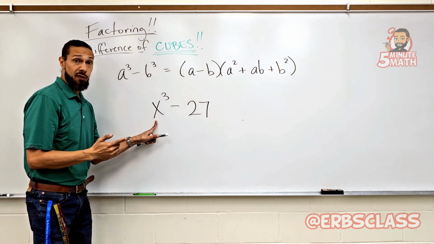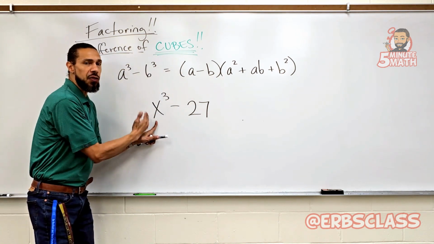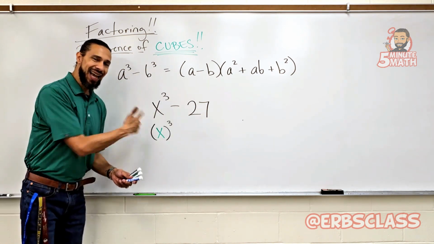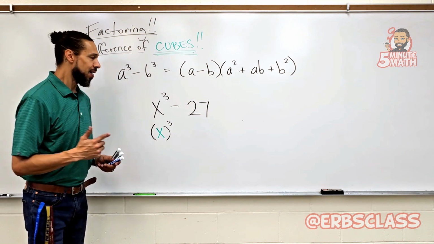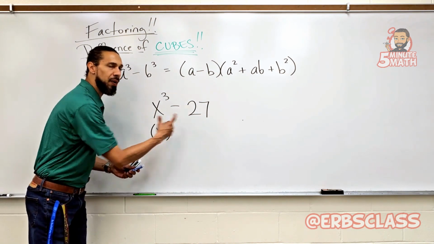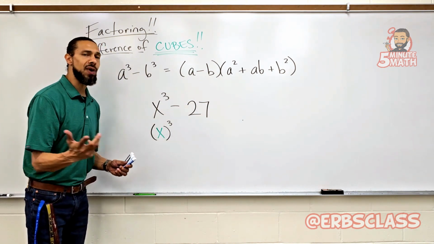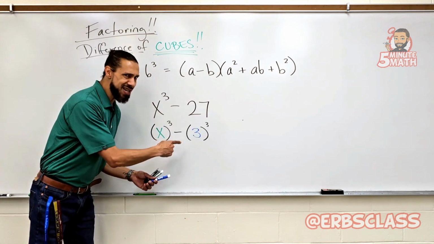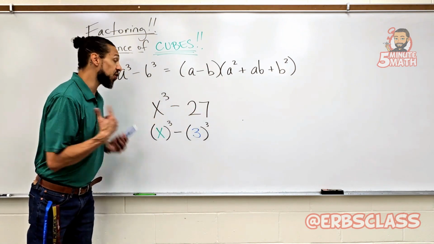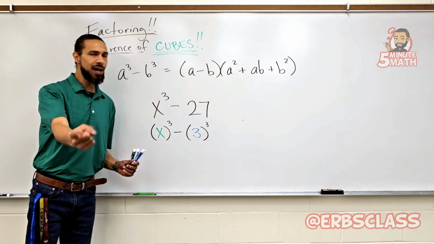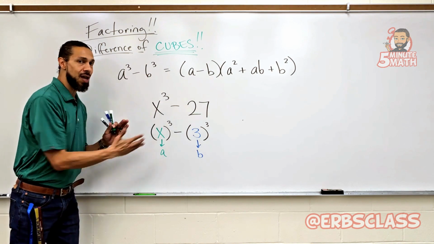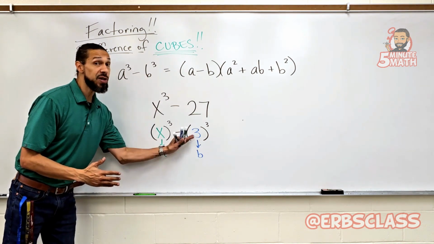So quick example right here. What thing is being raised to the 3rd power here? Let me rewrite this so it's easier to see. Yeah, x is being raised to the 3rd power. Now, it's not that easy here, but if we think real hard, what number raised to the 3rd power is 27? 3 raised to the 3rd power is 27, so I could rewrite it like this. Now I know exactly what A and B are. As far as this formula goes, x is A and 3 is B.